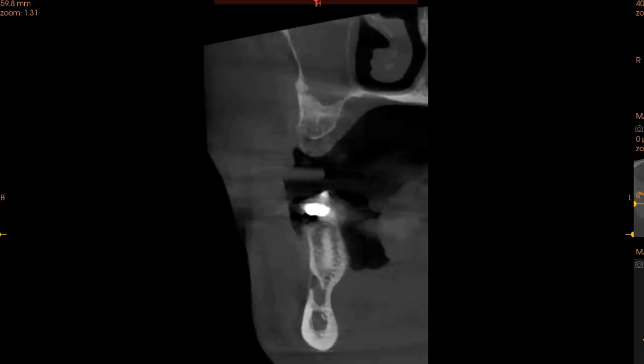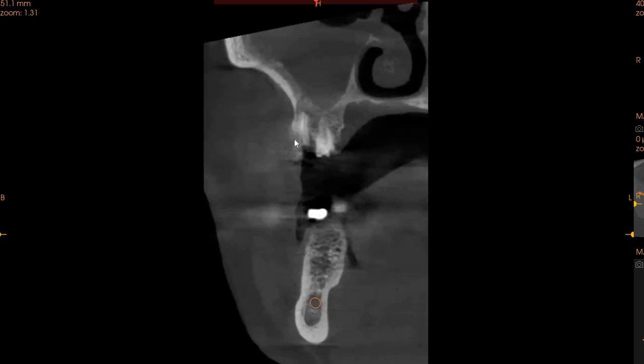Moving to the upper right 6 region, we've got a BDR. If this is extracted, we've got a ridge width of 11 millimeters and a height of just 4 millimeters, and very severe sinusitis can be seen right here. So until proper bone augmentation is done in the upper jaw, upper right side implant placement cannot be done.